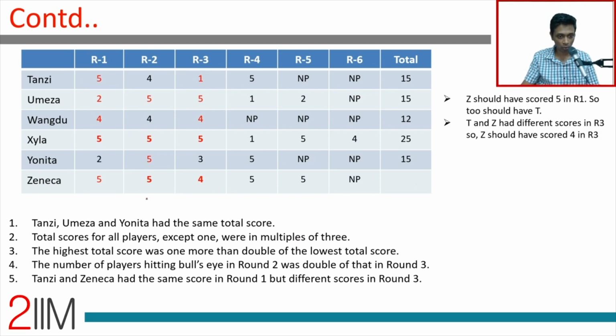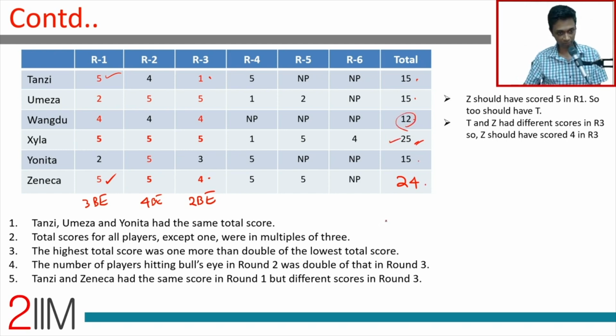Fine. 4 bullseyes in round 2. 2 bullseyes in round 3. 3 in round 1. Xyla with the maximum at 25. Zeneca with a multiple of 3, 24. These 2 not equal to each other. These 2 equal to each other. All but Xyla being multiples of 3, 12 into 2 plus 1 being 25, all the conditions appear to be satisfied. And we should just jump onto the questions and just get them right.